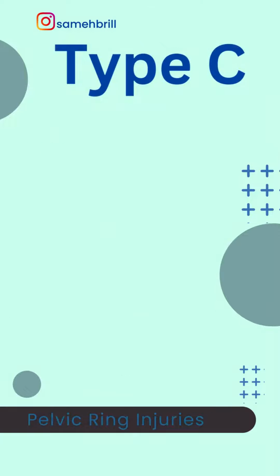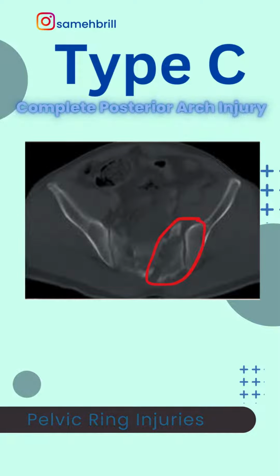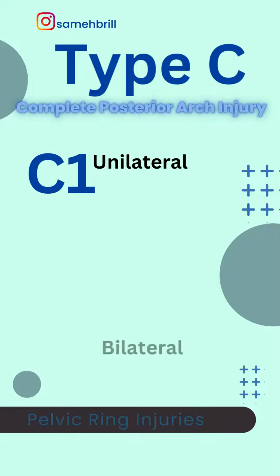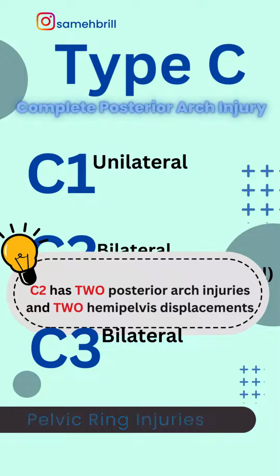Moving on to type C, which is vertically and rotationally unstable. So one can conclude that the posterior arch is completely disrupted. The disruption can be unilateral in C1, bilateral in C3, complete disruption in one side and incomplete on the opposite side, which is in C2.